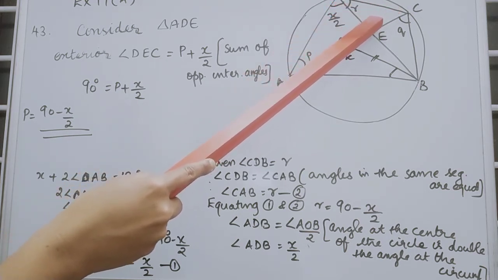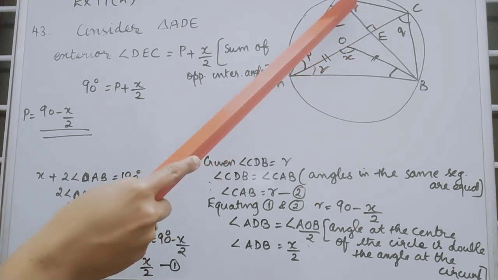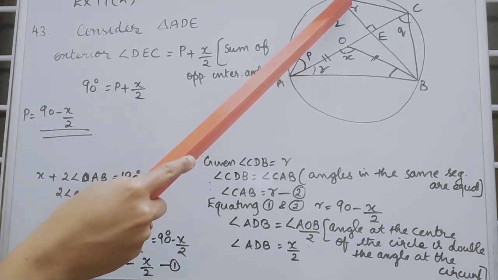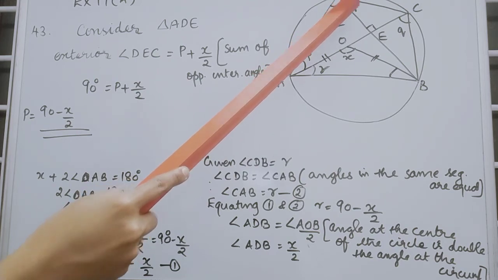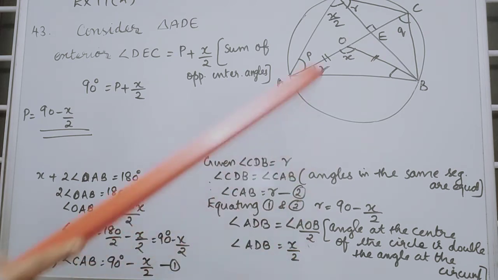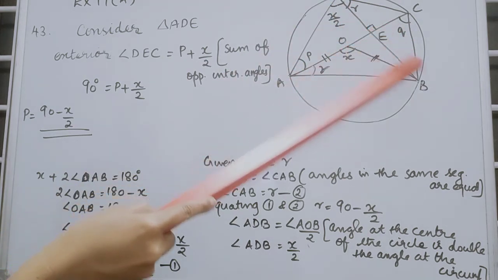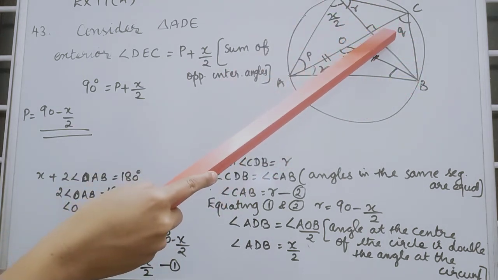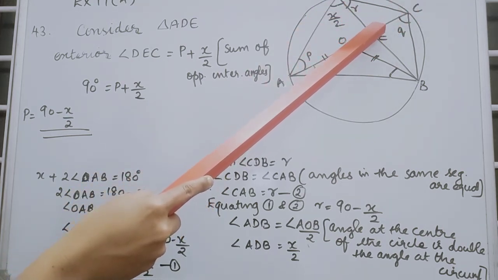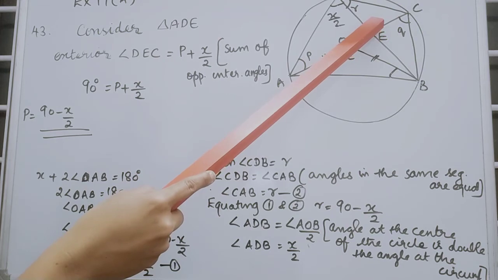So consider this as an exterior angle. An exterior angle is equal to the sum of the opposite interior angles. This we got as P. So this angle ADE we want, and for that only we proved angle ADB as x by 2. So here, P, we wrote x by 2. Then mark the intersection point of BD and AC as E. This angle DEC is given as 90 degrees from the question.